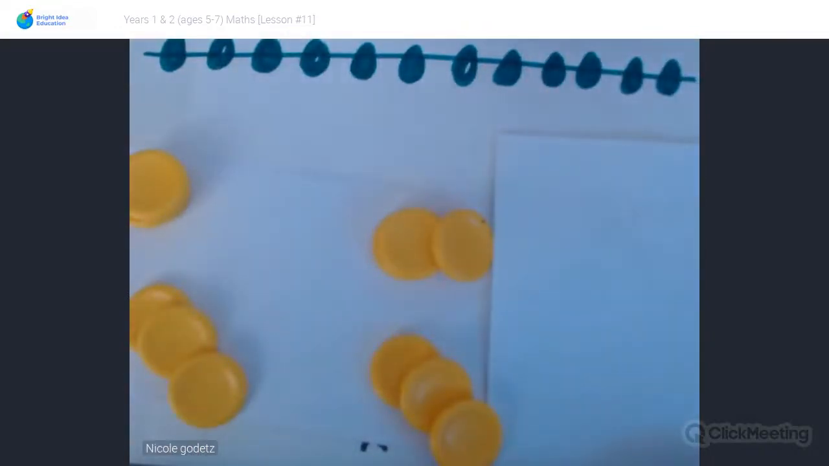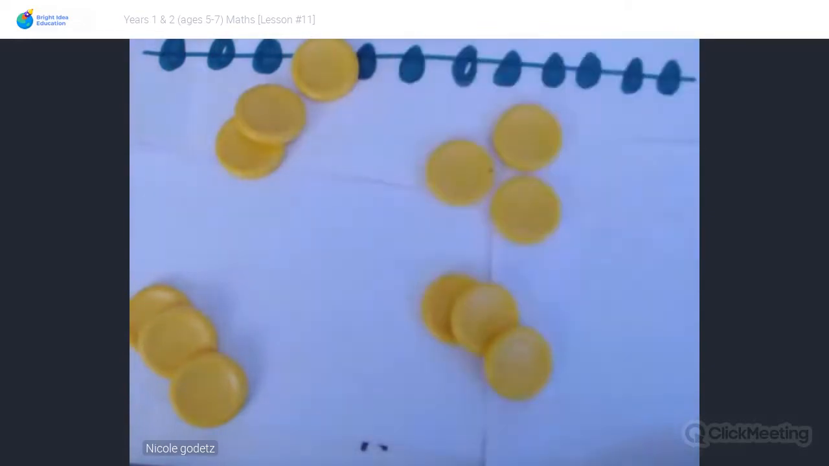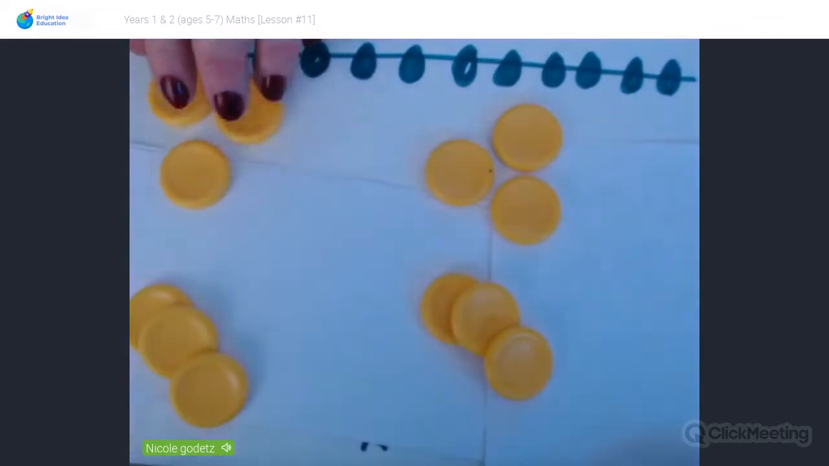How many is in those 4 equal groups? Let's move them so you can see them all. So 12 divided by 4 is 3. If you were going to share those into 4 groups, all equal, you would have 3 in each group. So a quarter of 12 is 3.